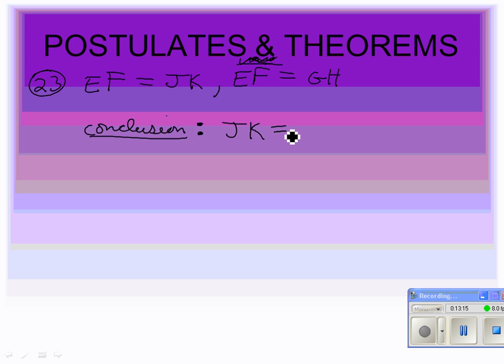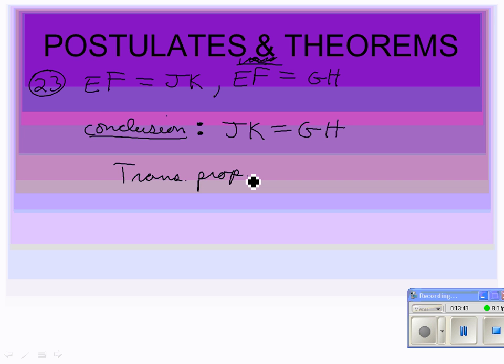JK equals GH. Now, Chase said the transitive property. Is it really the transitive property? Remember, with transitive property, is this in the right order to be transitive property? This one's backwards, isn't it? It'd have to say JK equals EF, then EF equals GH to use the transitive property.